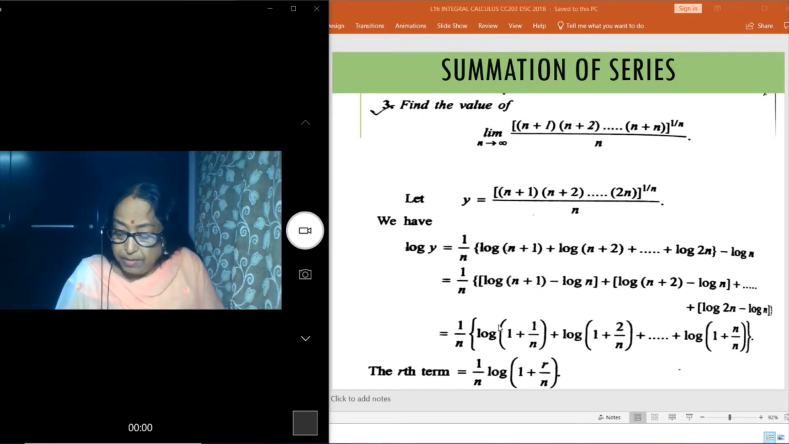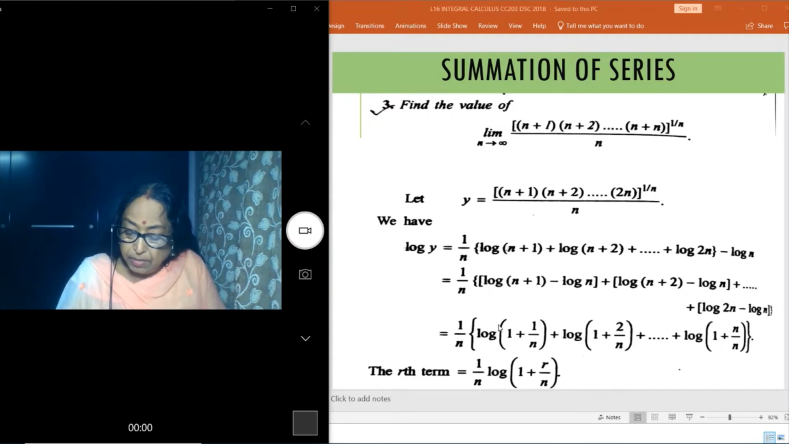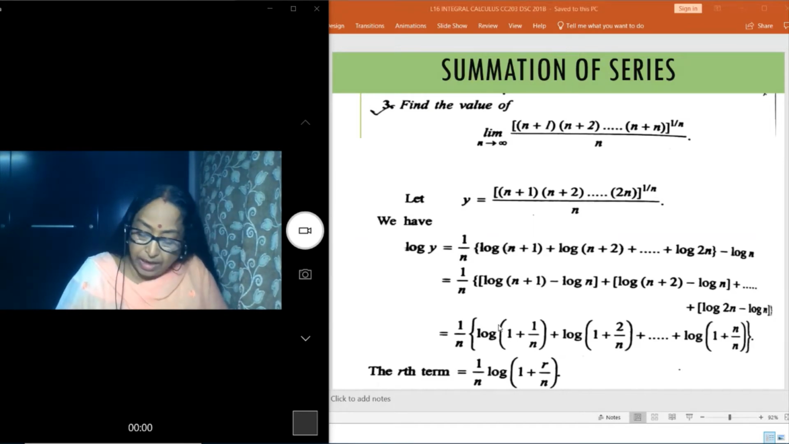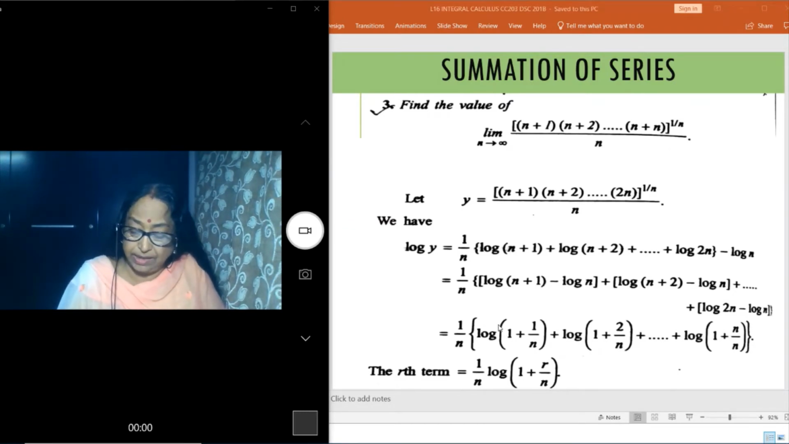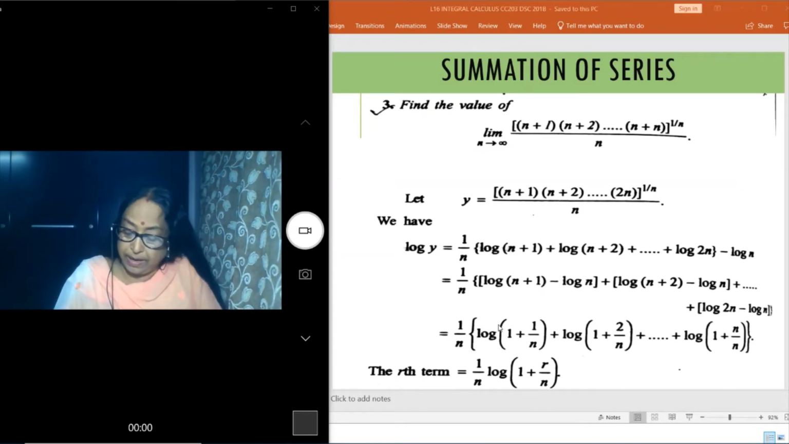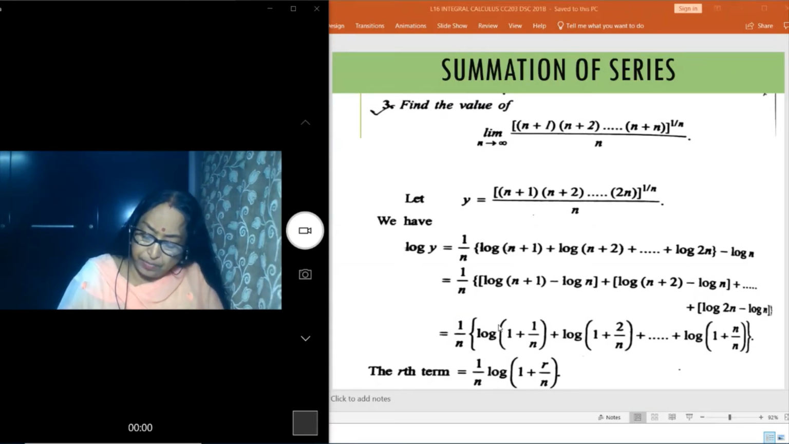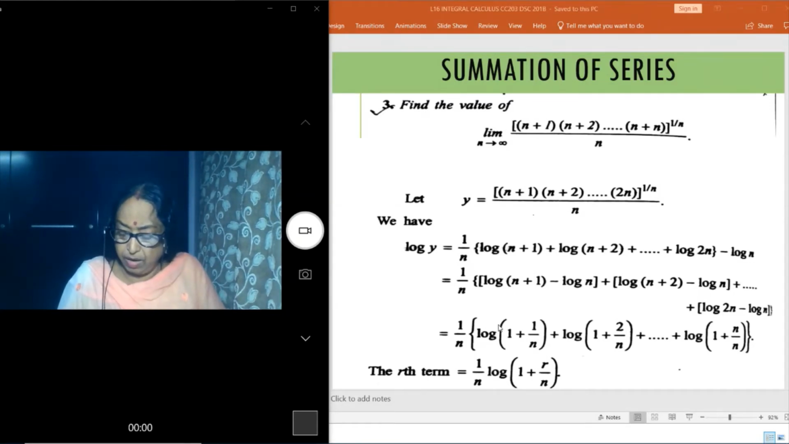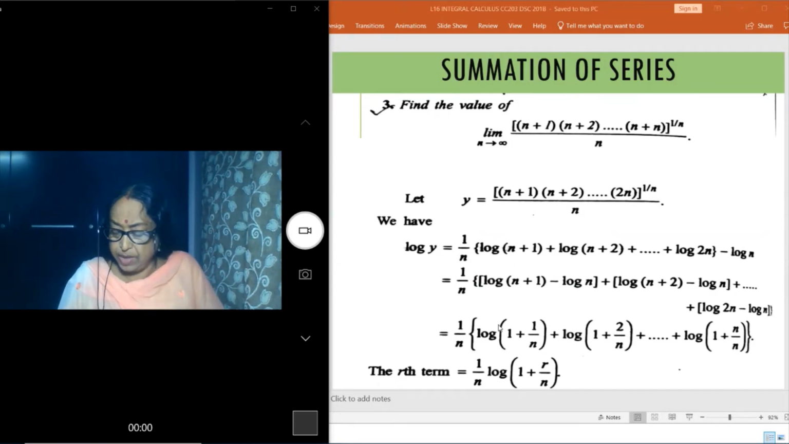Now 1 by n [log(n plus 1) minus log n plus log(n plus 2) minus log n]. If I take 1 by n common throughout, then we can write this, then log 2n minus log n. So 1 by n [log(1 plus 1 by n) plus log(1 plus 2 by n), and so on]. So the rth term becomes 1 by n log of 1 plus r by n.